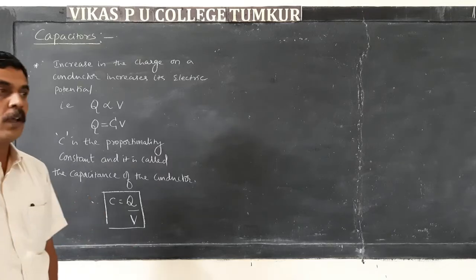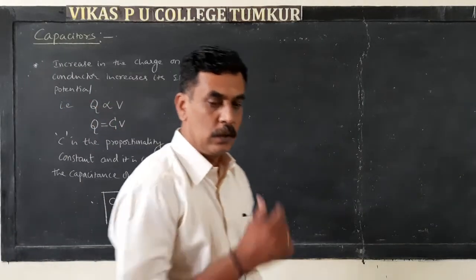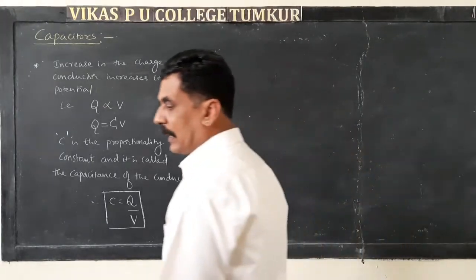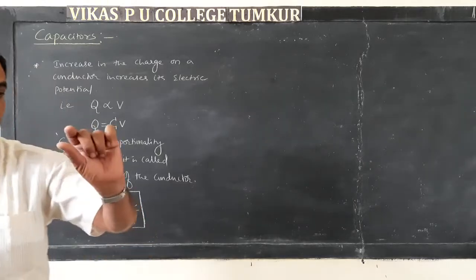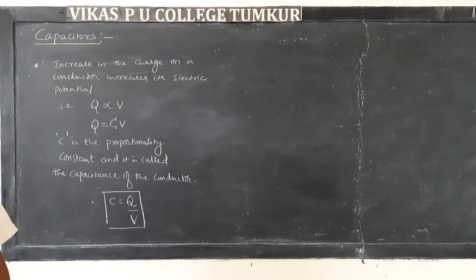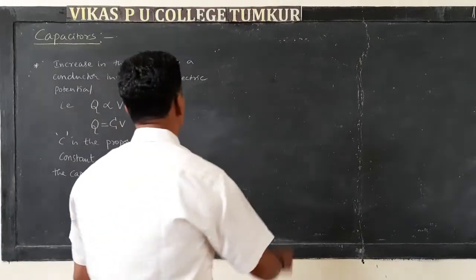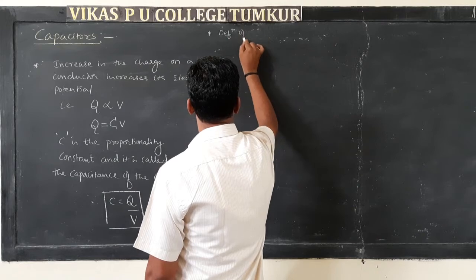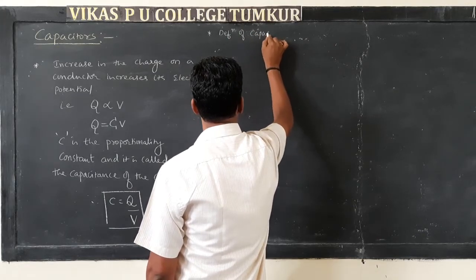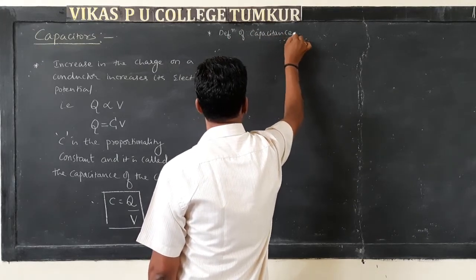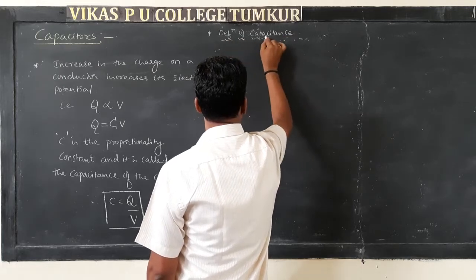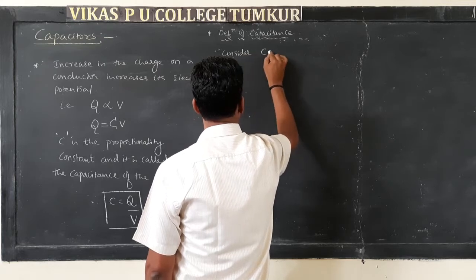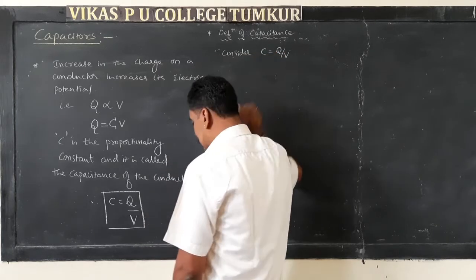Simple. Now, keeping this as the basis, we are going to define the capacitance of the conductor. How to define? Look. Now I will write the definition of capacitance, and I will take this expression, C equal to Q by V.